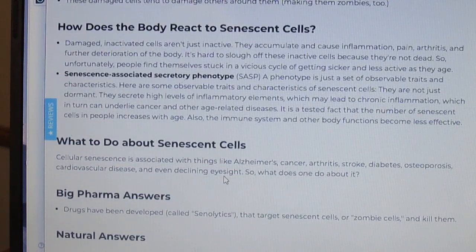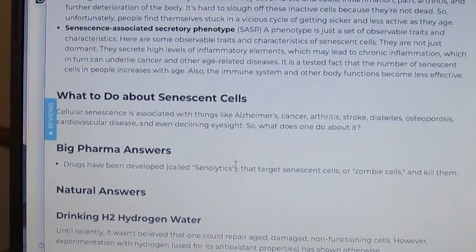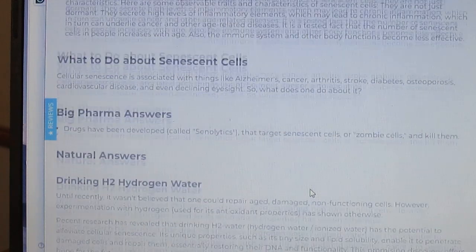So now what can you do about this? Cellular senescence is associated with things like Alzheimer's, cancer, arthritis, stroke, diabetes, osteoporosis, cardiovascular disease, and even declining eyesight. So there are people obviously researching answers. Big pharma's answer to this is producing drugs called senolytics, and they target senescent cells and kill them, basically.